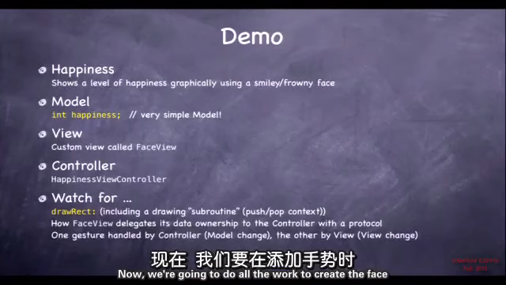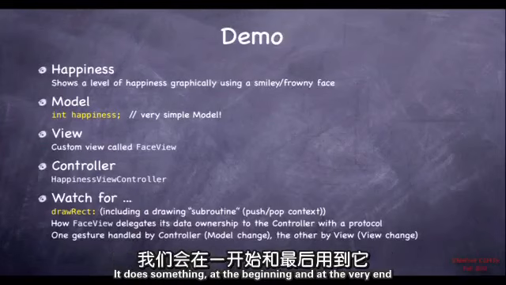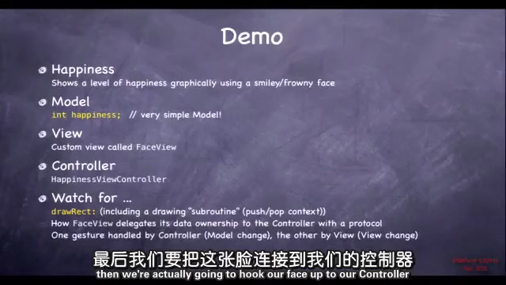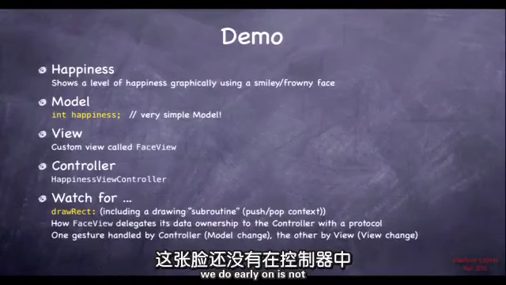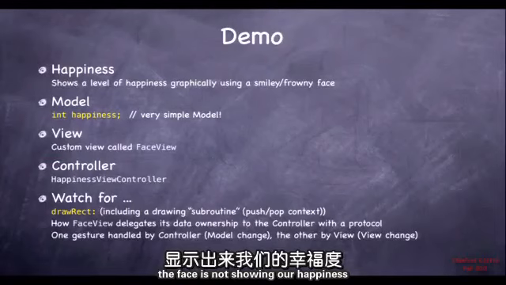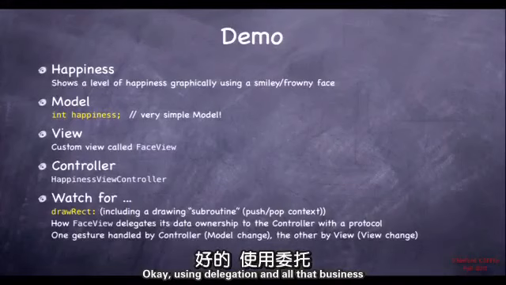Now, we're going to do all the work to create the face and the face view, and we'll add a gesture to it that does something at the beginning, and at the very end, then we're actually going to hook our face up to our controller. So don't be disturbed by the fact that a lot of the stuff we do early on is not, the face is not showing our happiness in the controller. We're going to do that at the end, okay, using delegation and all that business.